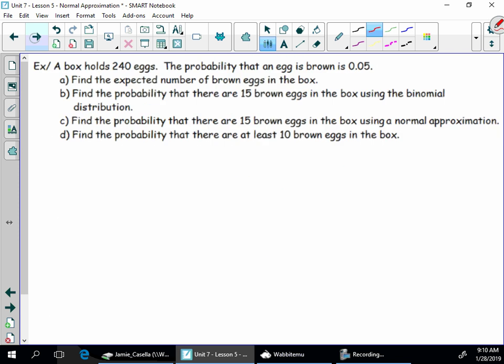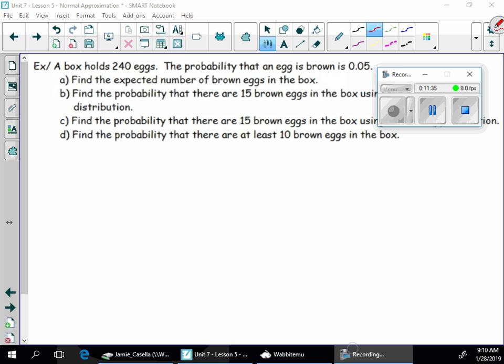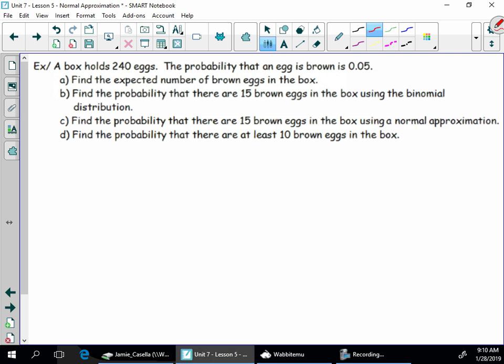Okay, we're going to try a couple examples, just 2 here, make sure we can have this figured out, and then you guys can try some stuff on your own. So a box holds 240 eggs. The probability that an egg is brown is 0.05. Okay. Find the expected number of brown eggs in the box.